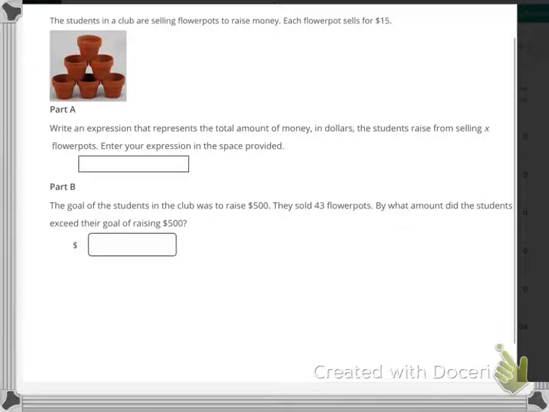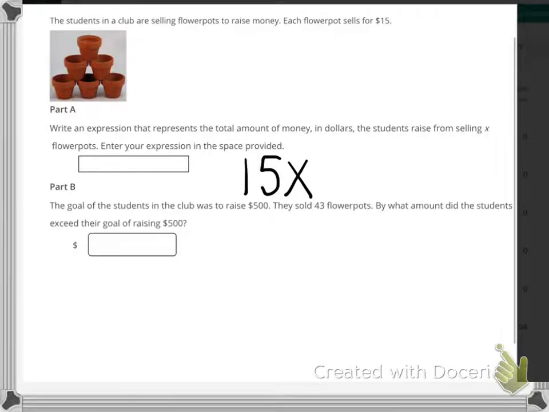Because the flower pots sell for $15 apiece, and we are unsure of how many flower pots they are selling, we're using the variable x to represent that number. So we need to multiply the number of flower pots sold times the cost per flower pot, which is $15. So the expression we need to write to represent the amount of money the students raised is 15x.